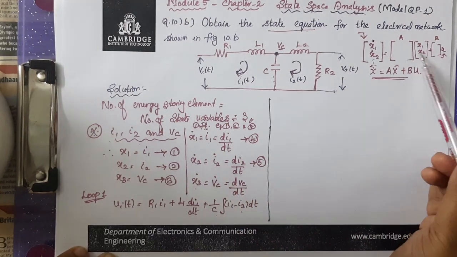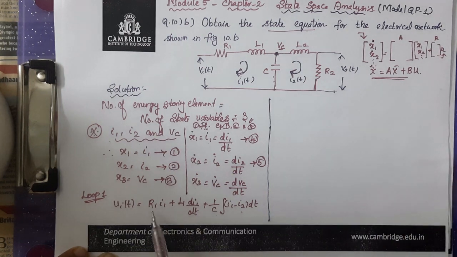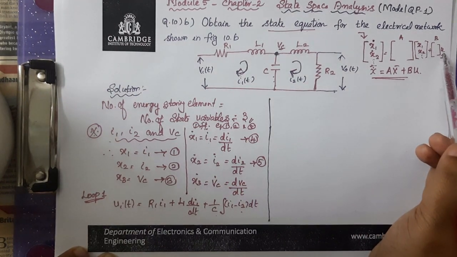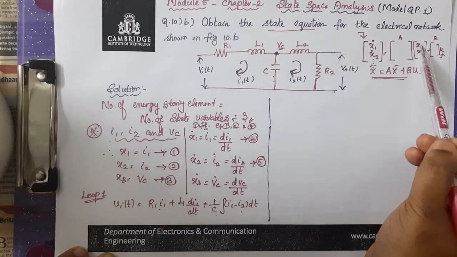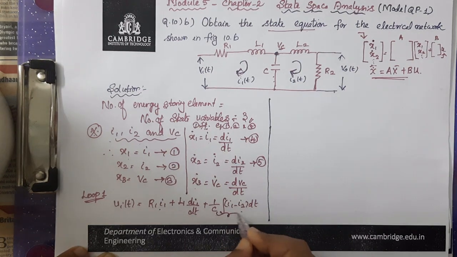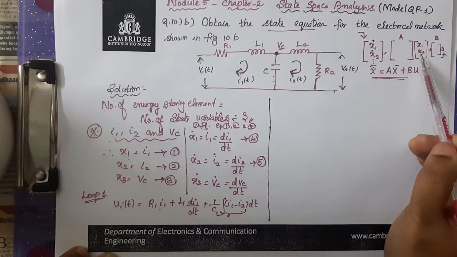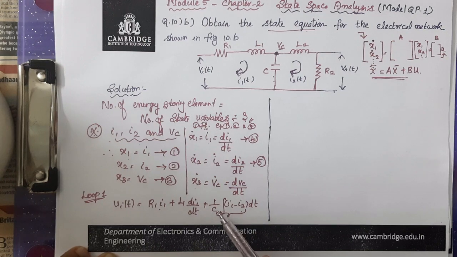And in the meantime, if you look into the right hand side, all the terms have to be expressed in terms of the state variables. So if you look into the rest of the equation, we have the input Vi of t, that is nothing but related to this input u, and we have one state variable I1. I1 is nothing but x1, which can be represented here as x1. Then we have a term here 1 by C of integral I1 minus I2 dt. So as we have to represent the right hand side in terms of the state variable, now I have to represent the term 1 by C integral I1 minus I2 dt in terms of the state variable.